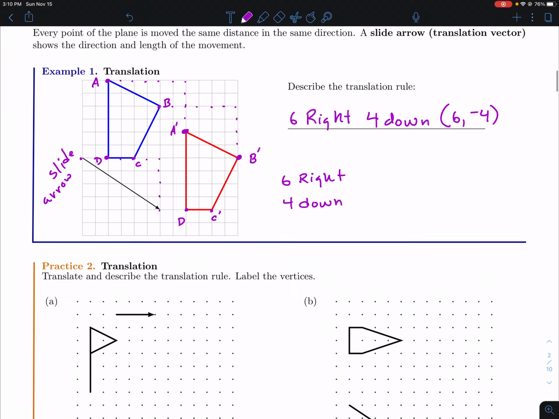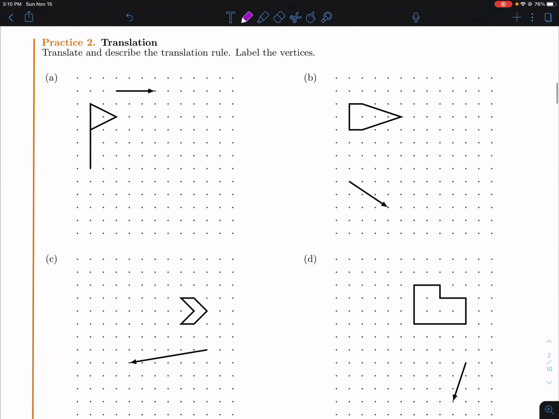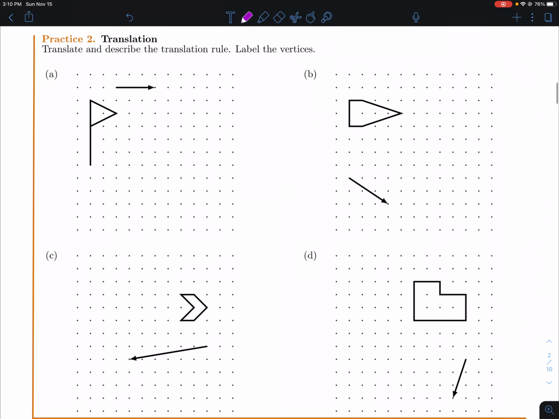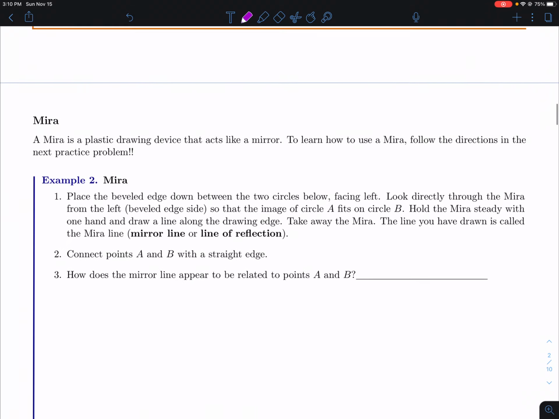So at this point, pause the video. Work on practice 2 for me. And notice, we've got some different slide arrows going on here. So make sure you move all these different shapes around. What I'd recommend is to go through and label these points, like A prime, B prime, C prime, and D prime for each of these, and make sure we move them the appropriate way. And then when you've done practice 2, come on back.